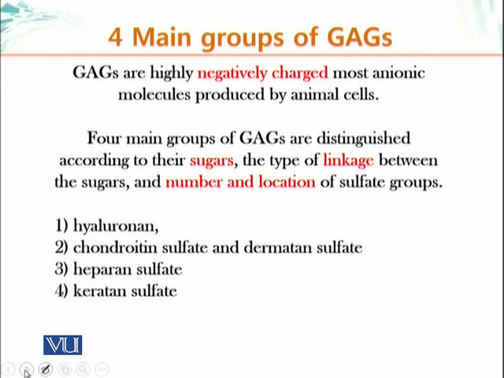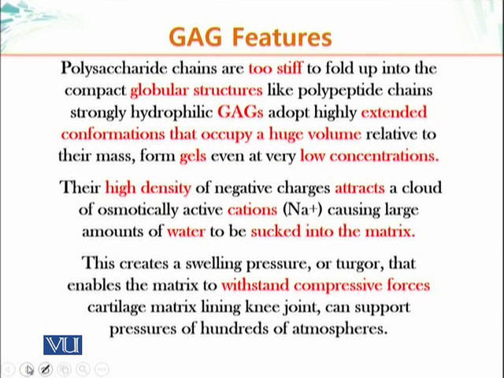The first category is hyaluronan. The second category is chondroitin sulfate and dermatan sulfate. The third category is heparan sulfate. And the fourth category is keratan sulfate. We will look at these molecules individually, but in a later module.